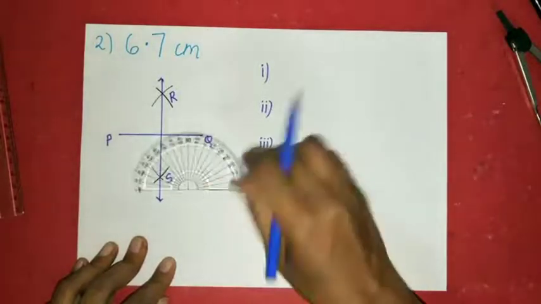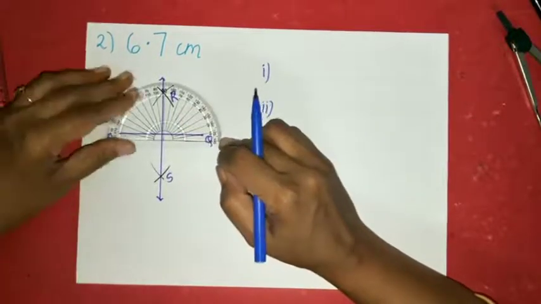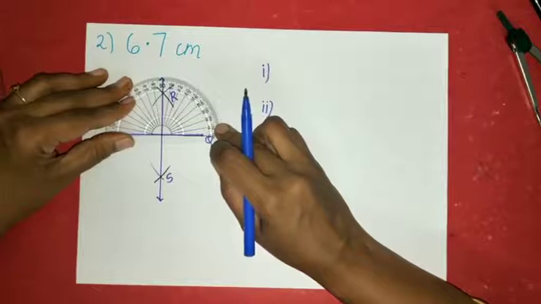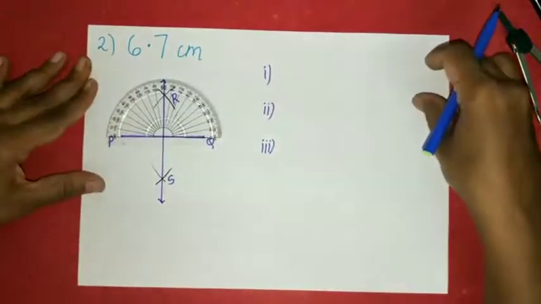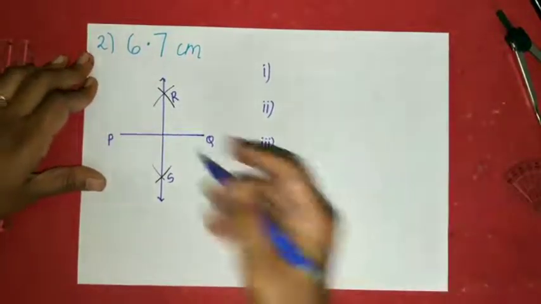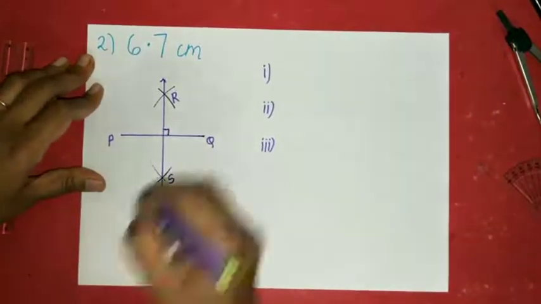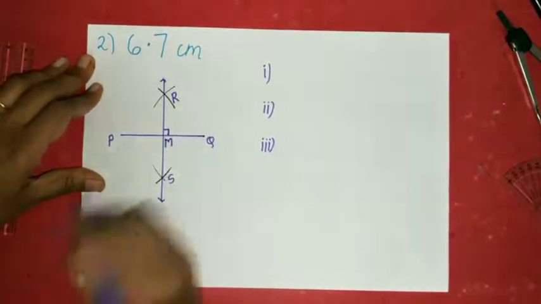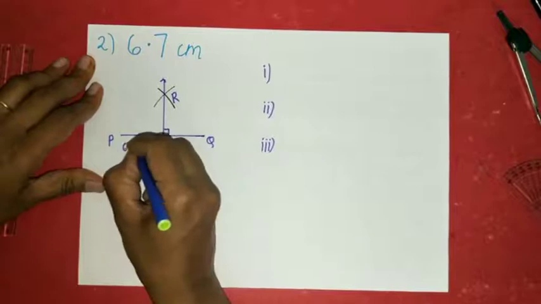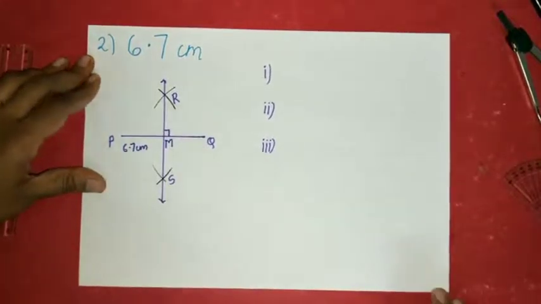Now we will put the protractor and check or verify whether it is perpendicular or not. See, it is exactly perpendicular. So we will put the symbol of perpendicular. We will give any name here, M. This segment is of 6.7 cm. So we will write its measure below the segment.